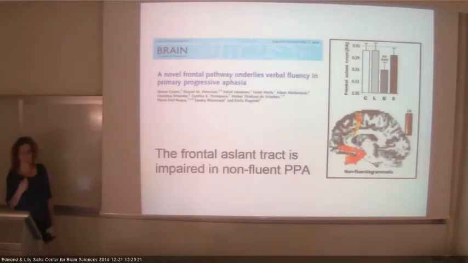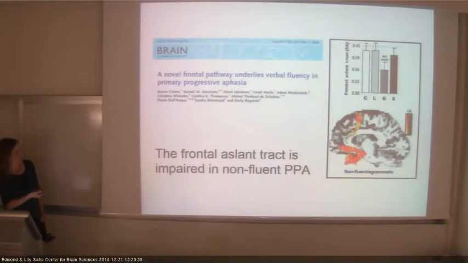So primary progressive aphasia is not caused by stroke, it's caused by degradation of the brain in aging, but it's not natural aging. It's definitely a degenerative disease that causes non-fluency. So these patients produce language very slowly and with great difficulty.